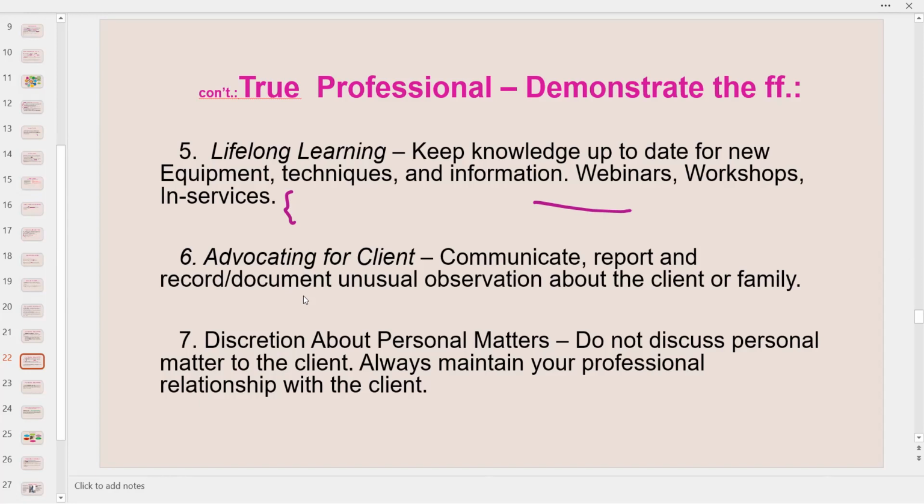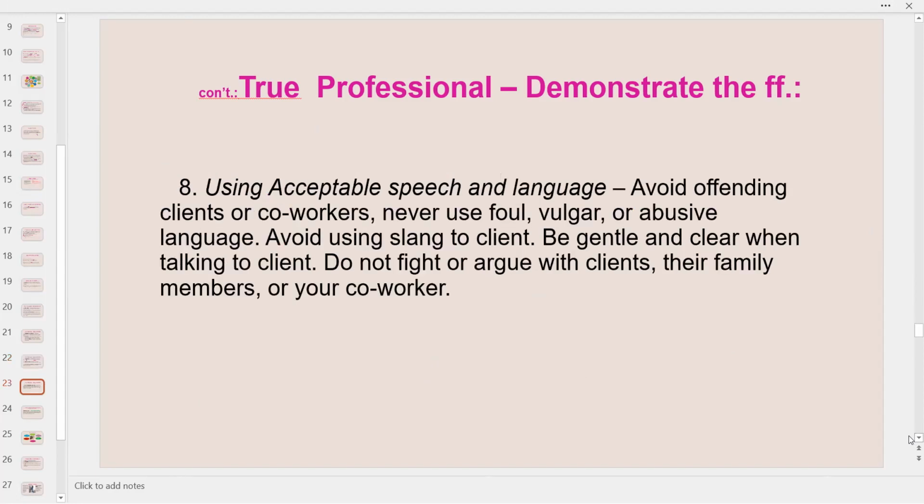The next one is discretion about personal matters. We do not discuss our personal matters with the client. We do not discuss our coworkers' personal matters with the client. We always maintain a professional relationship with the client. We can be friendly, but not too friendly, not friends enough to disclose our personal matters. We have to keep it to ourselves.